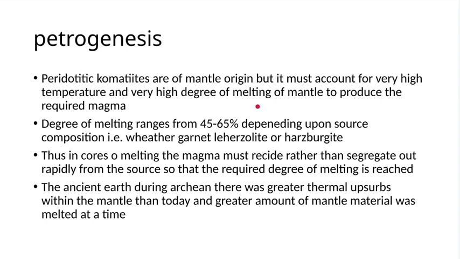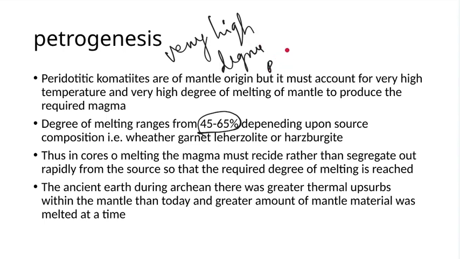Petrogenesis, I have already told you how petrogenesis goes. The degree of melting ranges from 45 to 65%. That means a very high degree of partial melting. The thing is, when komatiite was forming, the mantle was already liquid. If there is a solid in the mantle and it undergoes 45 to 65% melting, a high degree of partial melting, only then can komatiite be formed.